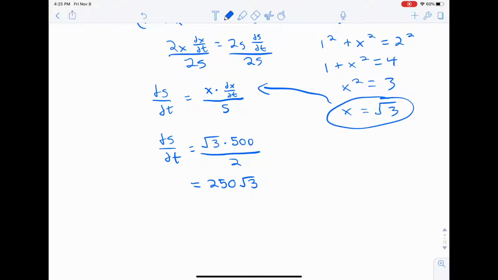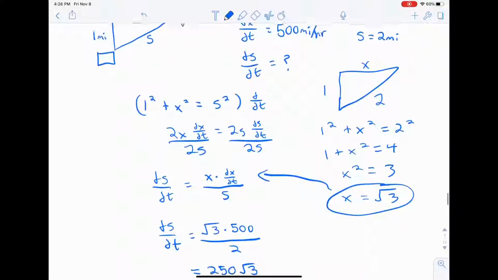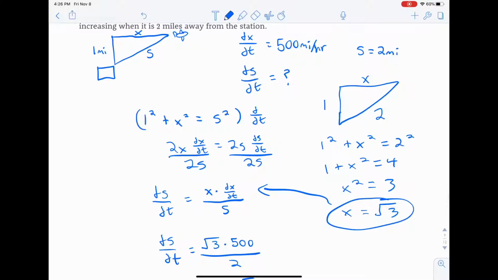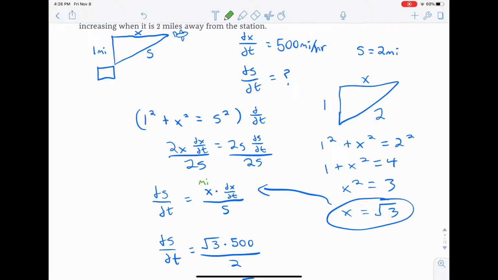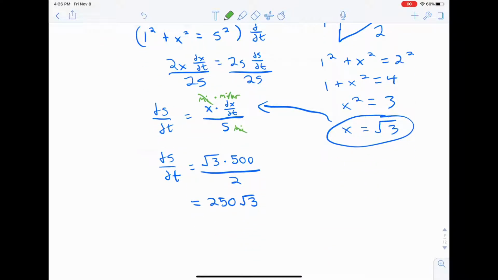And for the units, we can look at this equation right here. So your x, we know that is the distance the plane traveled, which would be in miles, times your dx/dt, which is your speed, that's in miles per hour, and your s is also in miles. So you know that your miles would cancel, leaving you with miles per hour.